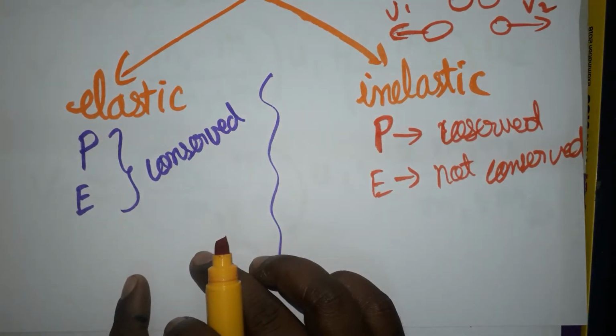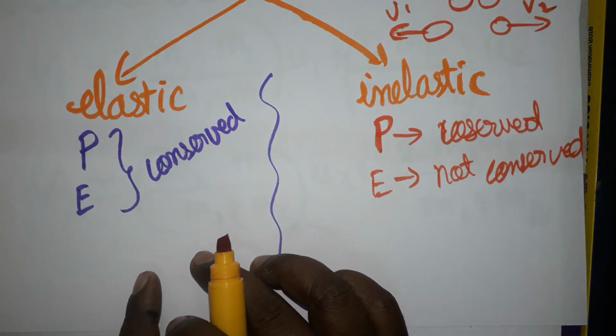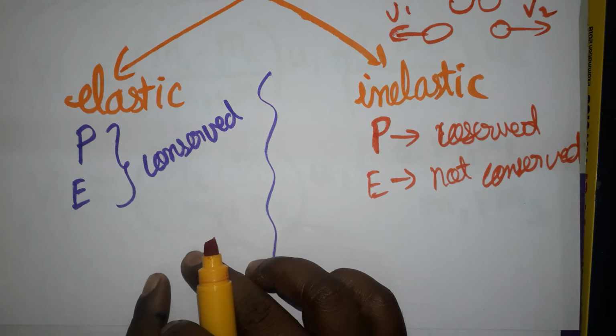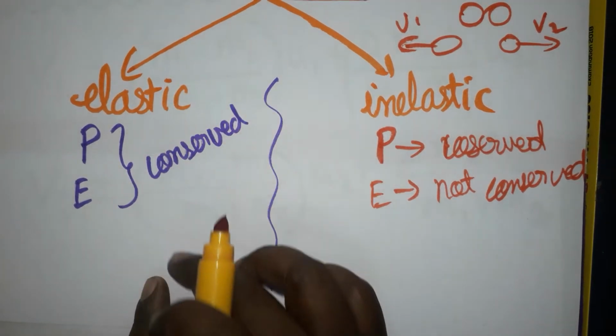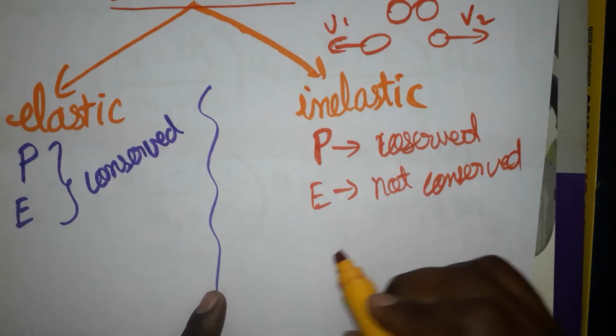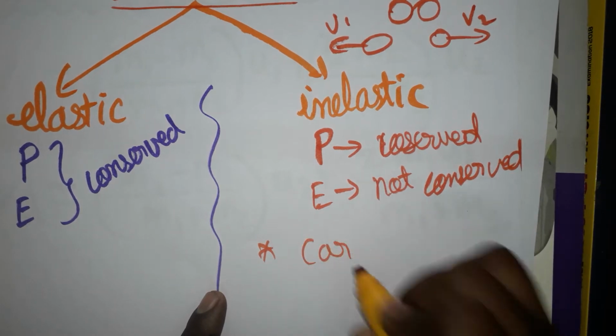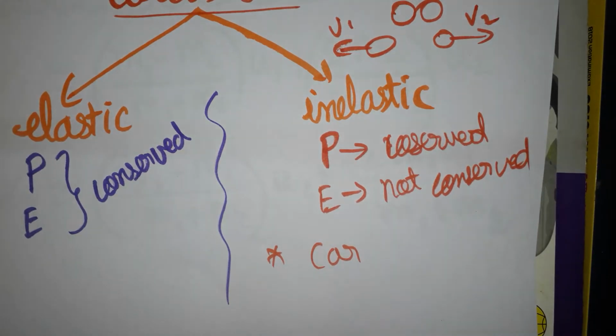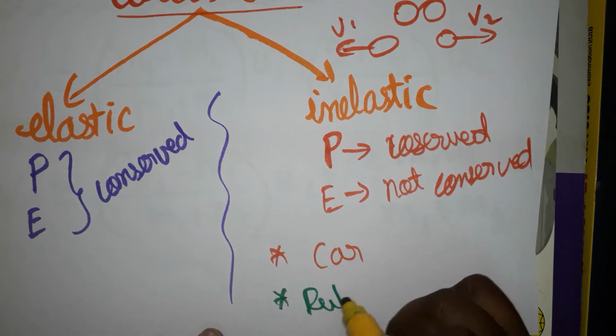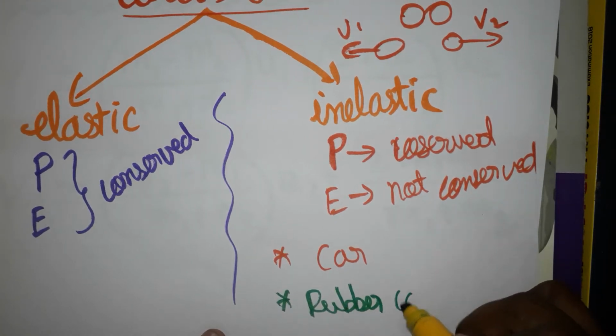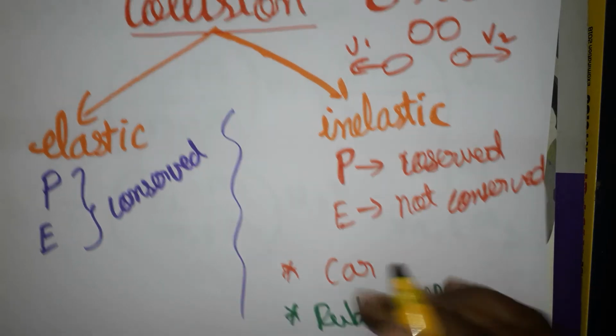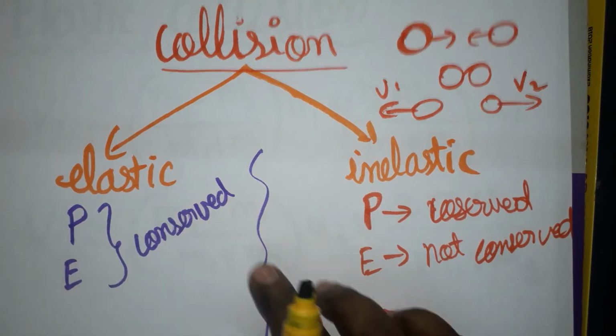For an elastic collision example, two rigid bodies colliding with each other, or two atoms colliding with each other, we can take as elastic collision. For inelastic collision, a normal car is an example, or otherwise a rubber ball. So it is an inelastic collision. Now we are going to see the elastic collision derivation.